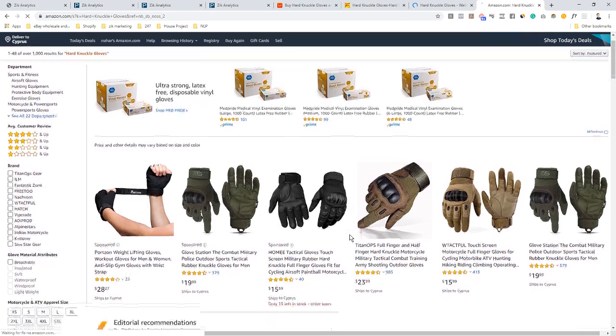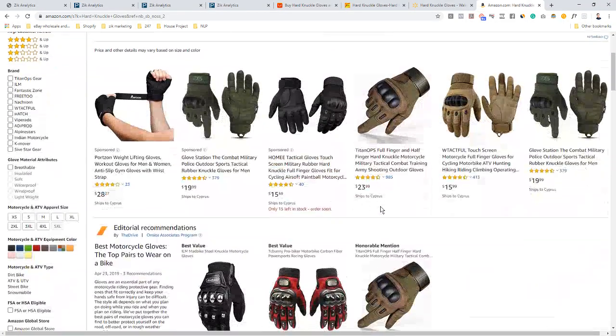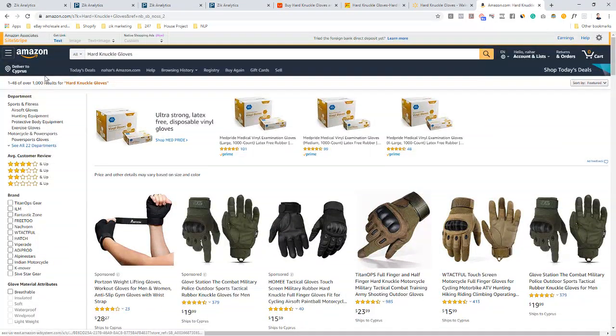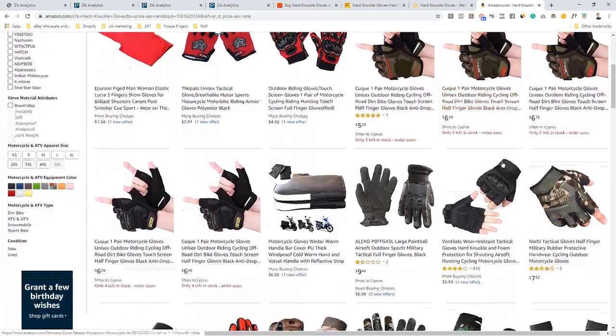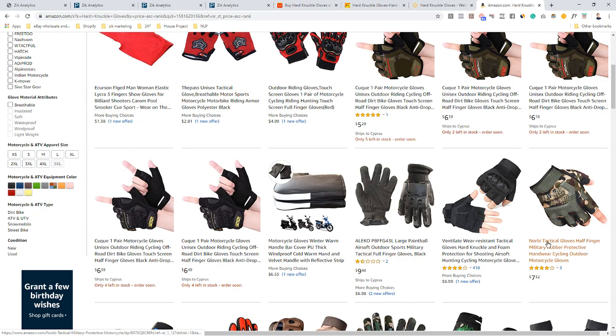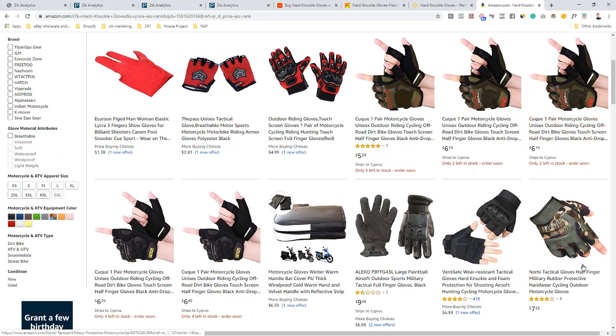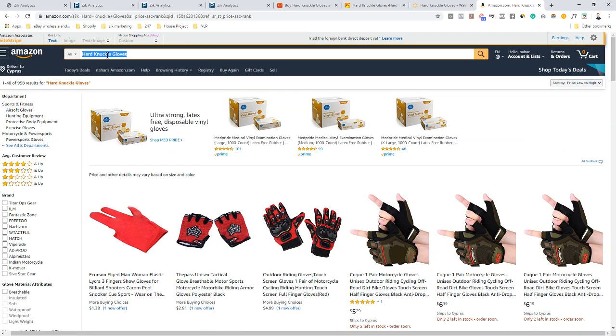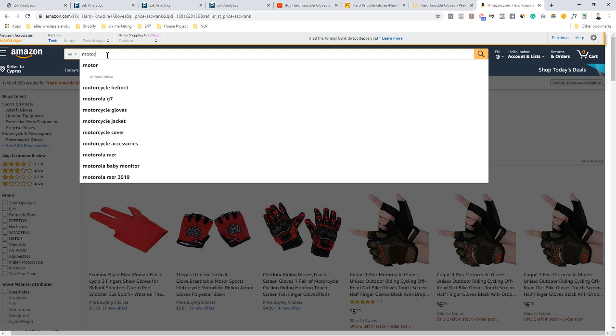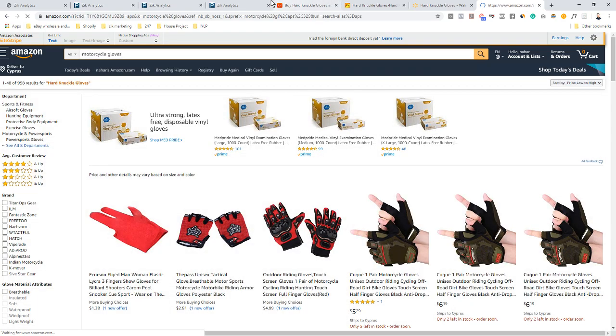Now on Amazon, I want to show you something. Okay, so when I search for hard knuckle gloves, I get this in the results, right? Let's just go here from low price to high, and let's see what we get. So when we look at low to high, we get this one and this one, which are half fingers. All right, now let's try another thing. Let's write motorcycle gloves. All right, and let's do the same thing also here.